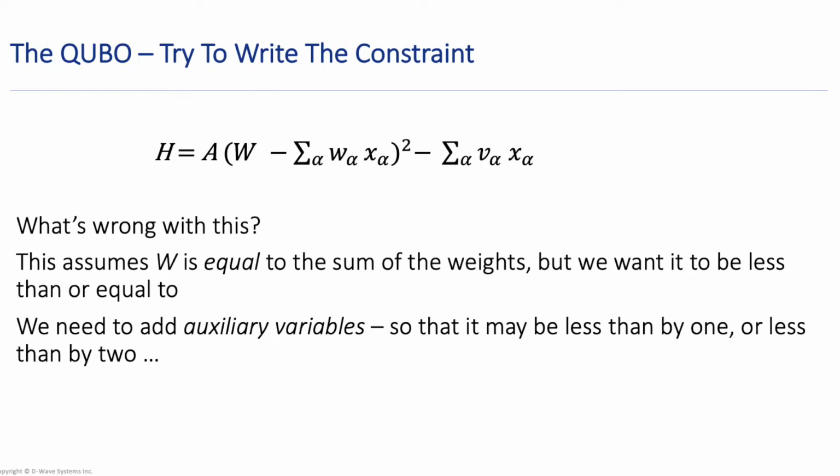And then let's try to write the constraint. Based on the knowledge that you picked up in the first and second parts of this tutorial, you would know that a good guess is to take W, the total, minus the sum over alpha of W alpha X alpha, because that's just going to sum up all the weights, and square it, right?